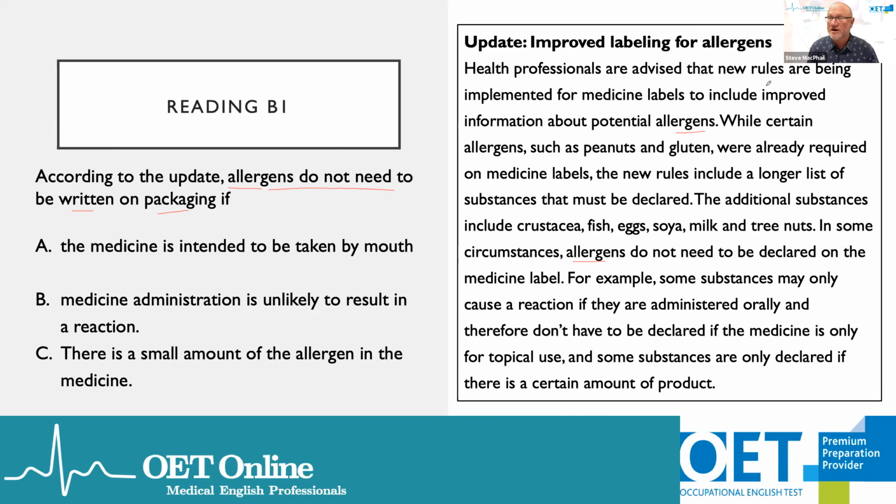Health professionals are advised that new rules are being implemented for medicine labels to include improved information about potential allergens. While certain allergens, such as peanuts and gluten, were already required on medicine labels, the new rules include a longer list of substances that must be declared. So this is the new rule. So that's the update, everyone. So I'm close now. The additional substances include crustacea, fish, eggs, soy milk, and tree nuts.